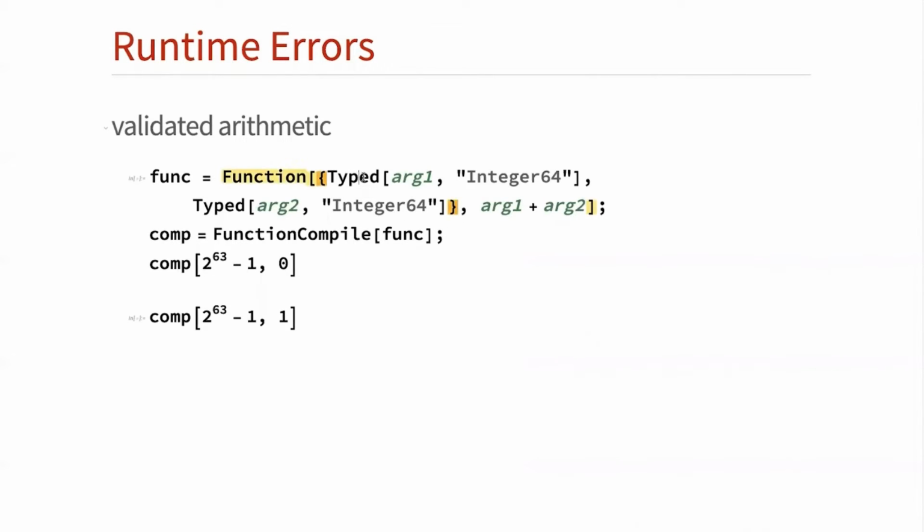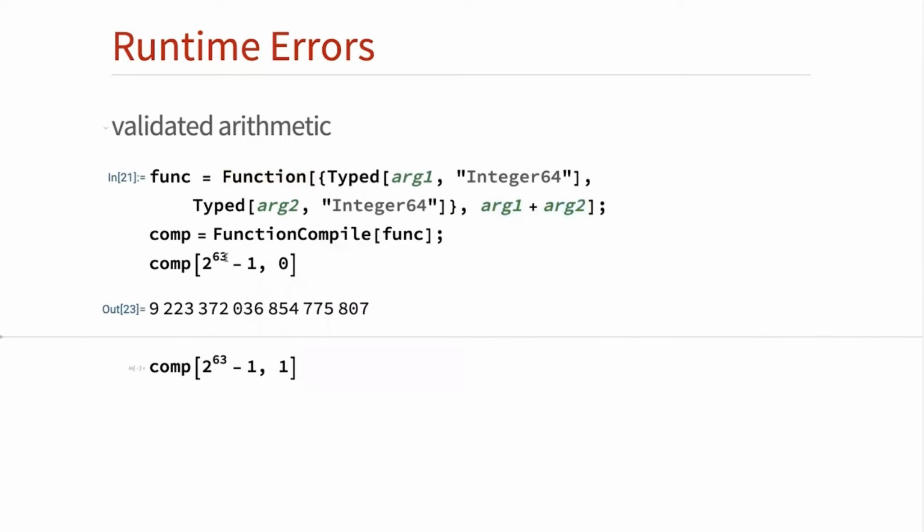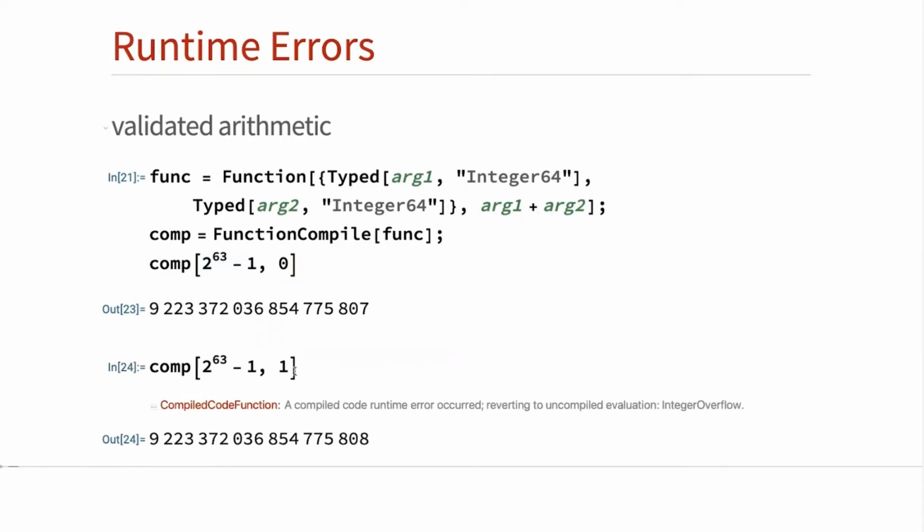But here's the common thing. So here I'm adding two integers together. So let's do this. This is the largest signed 64-bit integer, and I'm adding 0 to it. So that's fine. But when I add one more to it, it overflows the range of 64-bit integers and we get an error. In this particular case, the error gets caught and it re-evaluates the function in the interpreter. So we get this result here.